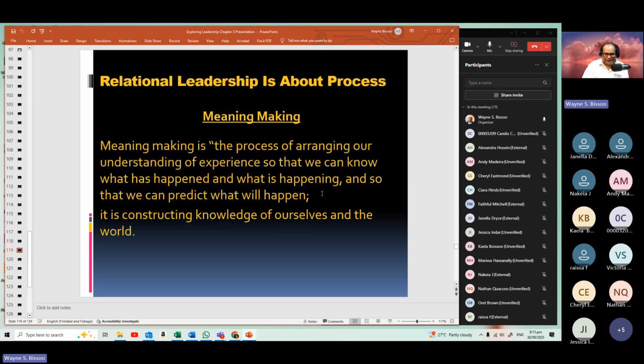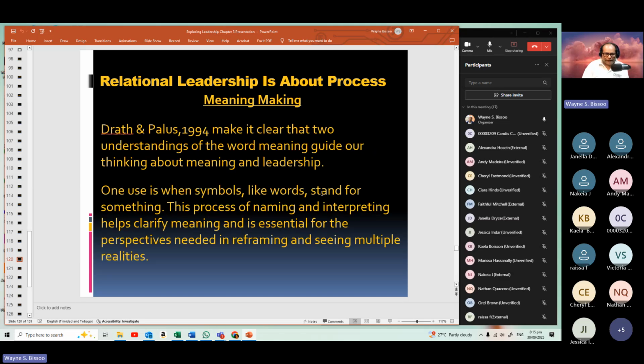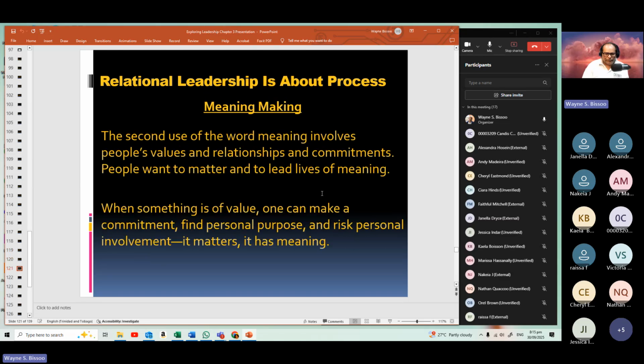So, meaning making. All right, so we could get past meaning making. See, I'm not seeing anything else here. Reframing.